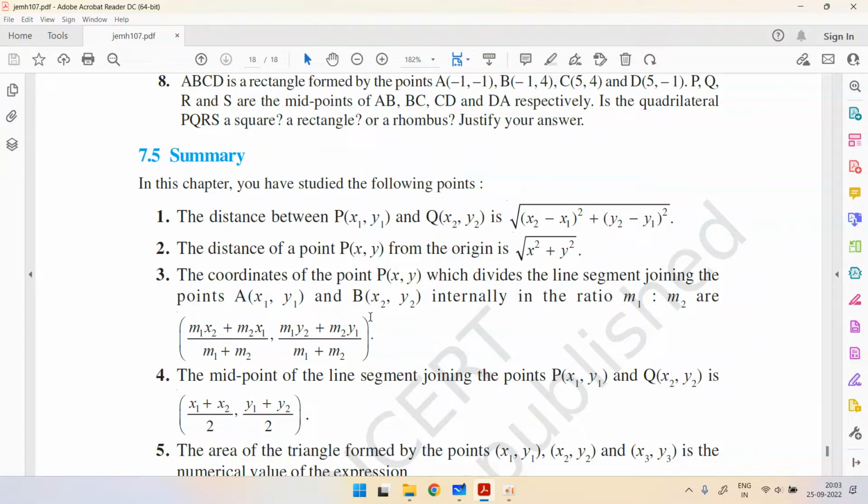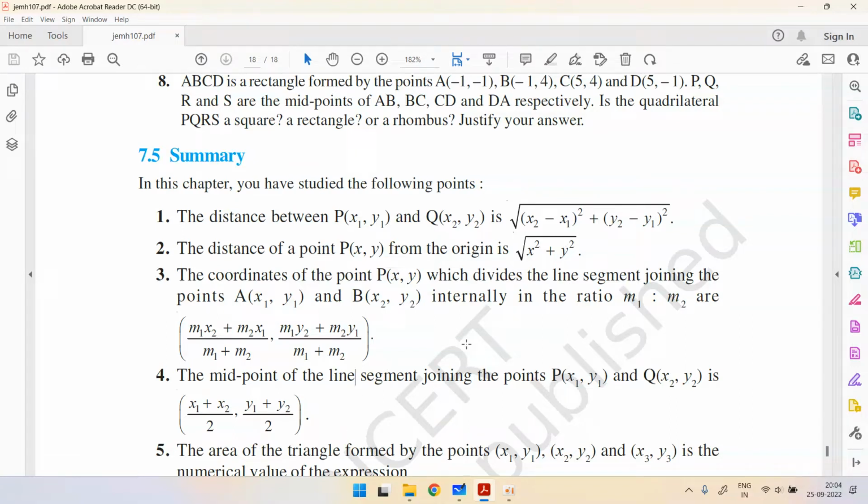Now the section formula: the coordinates x1 y1 and x2 y2 are divided internally by a point P x y in the ratio m1 is to m2. Then the coordinate x is given by m1 x2 plus m2 x1 by m1 plus m2, and y will be given by m1 y2 plus m2 y1 by m1 plus m2. And if P is the midpoint of the segment joining x1 y1 and x2 y2, then the midpoint coordinates will be given by x1 plus x2 by 2 and y1 plus y2 by 2.